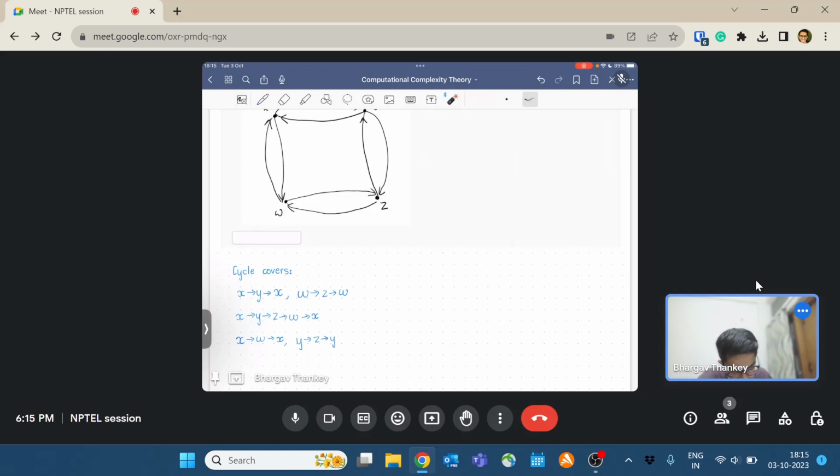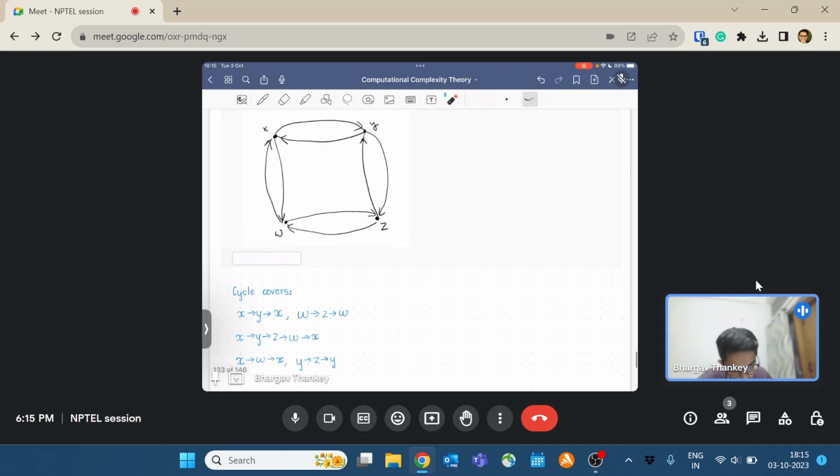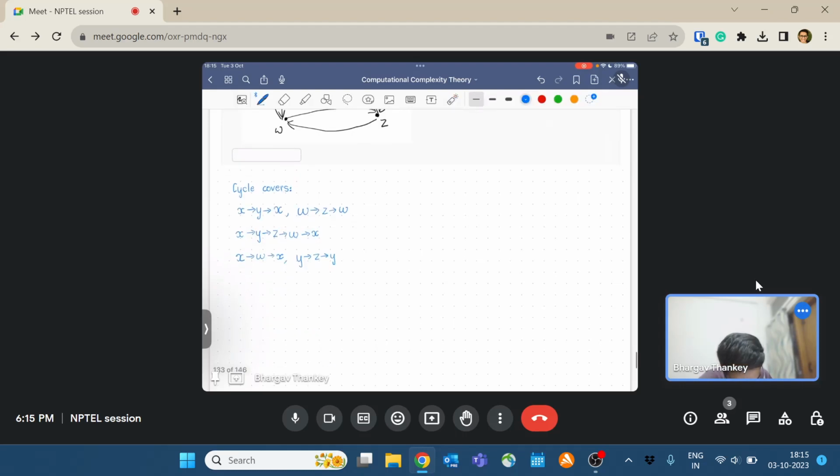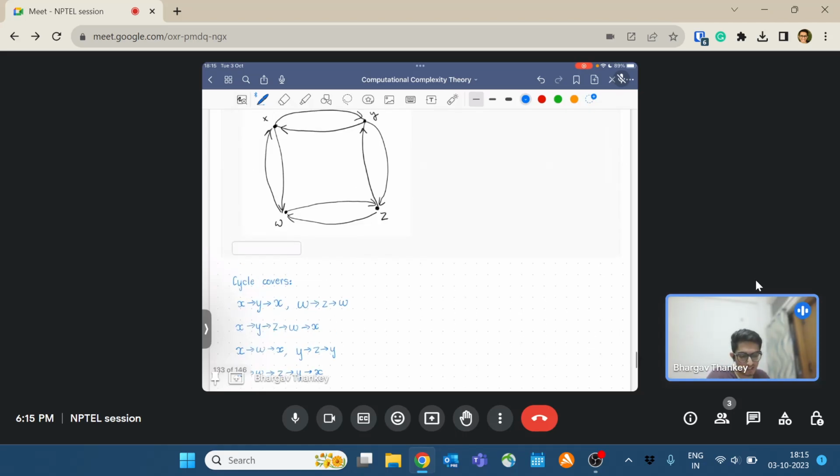Now, starting at X, we took this edge and then took this edge back, right? We could have taken this edge and this edge, and that would give us one more cycle cover. That would be X, W, Z, Y, and X. And these are the only cycle covers because there are only two possible edges out of X, and we have explored all the possibilities starting from those edges. So the number of cycle covers is four.